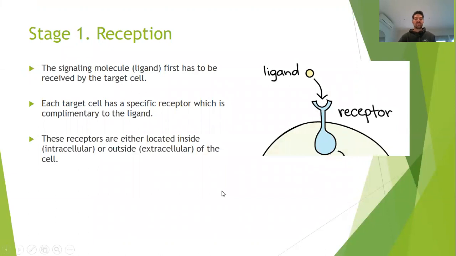So stage one is reception. We know from the last video that we looked at ligands binding to receptors. And so reception is just that ligand actually binding to the receptor. Now, each target cell has specific receptors for specific ligands. And those receptors are either located inside, which we call intracellular, or outside, which is extracellular, of the cell. So this diagram here is an example of an extracellular receptor because it's actually outside of the cell.